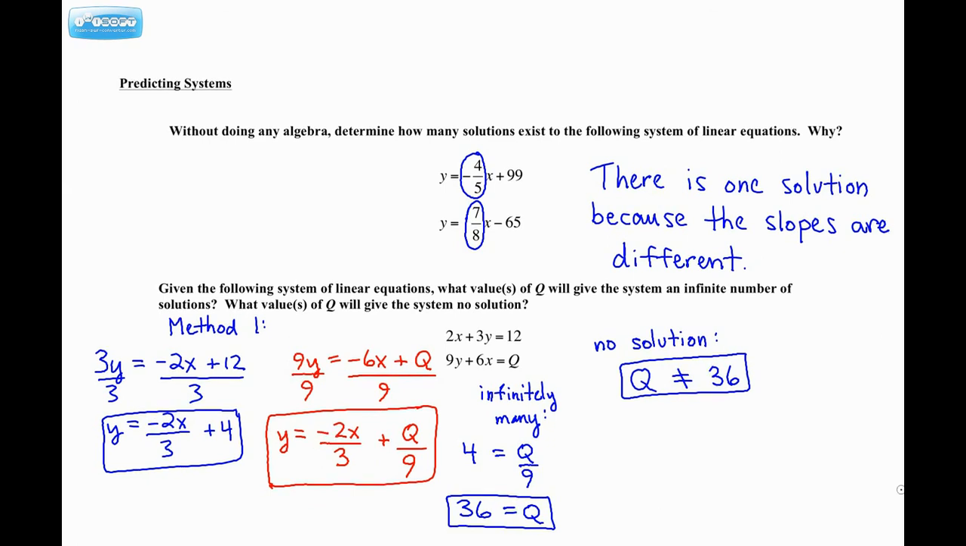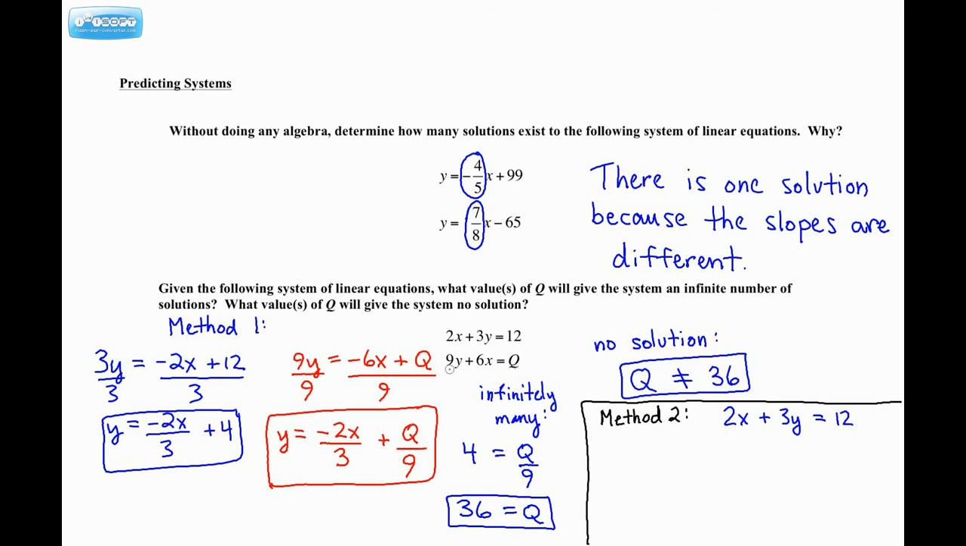Okay, now I did mention that there were two methods, and this second method is less about algebra and more about just pattern recognition. Okay, so what I'm going to do is I'm just going to leave this equation as is. So I'll just keep that in blue. So this is 2x plus 3y equals 12.